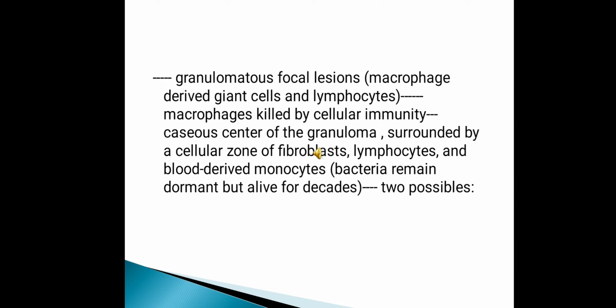These immune cells will, after a long time, develop into granulomatous focal lesions. At this site, macrophages can be killed by other immune cells, and this leads to the formation of a semi-liquid condition, which is called the caseous center of the granuloma. This site is surrounded by a zone of cells composed of fibroblasts, lymphocytes, and blood-derived monocytes.